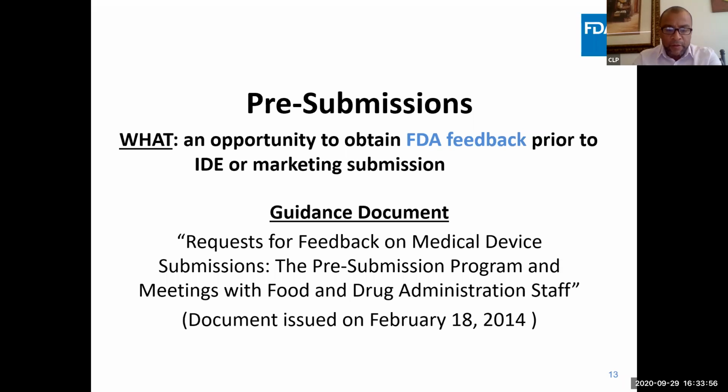We also use pre-submissions to allow for potentially challenging issues to be identified early on before the study is conducted. And the pre-submission process is a free process, which I think also helps all the parties involved.